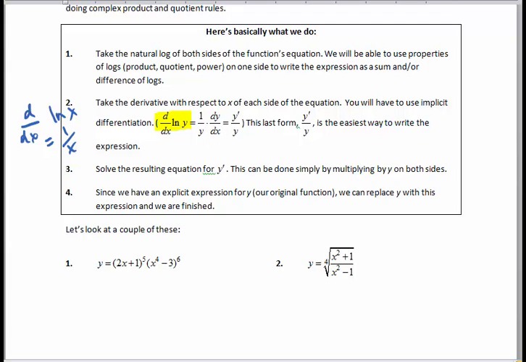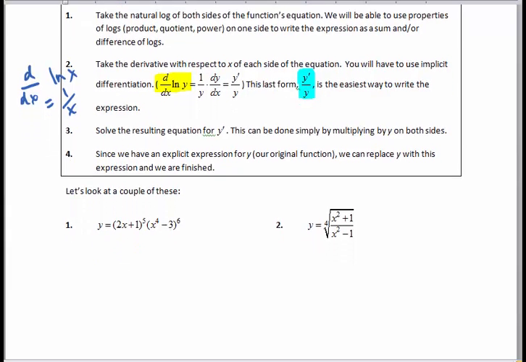And that second form, the y prime over y, is going to be the easier form to write it in, because then we're just going to solve it for y prime, right? Because y prime is dy/dx, and that's what we're trying to find. And the nice thing about this is, how would we solve it? We would just multiply both sides by y, and since we originally had an expression for y, that was our original function, we can just replace y with that expression, and then we'll be finished.